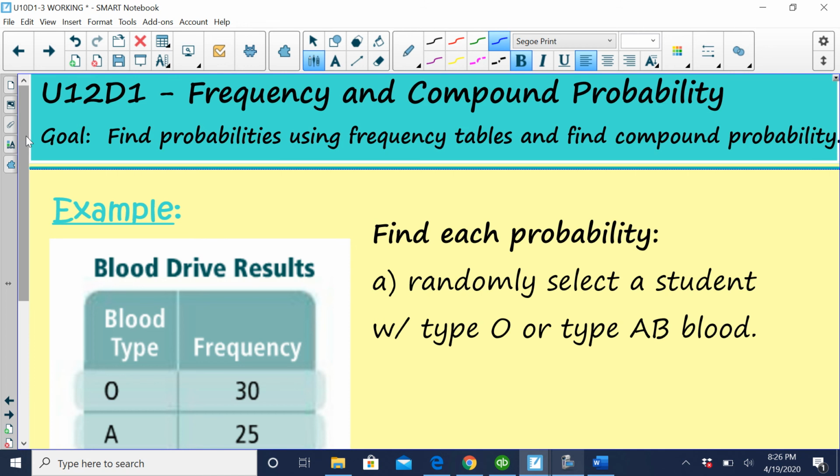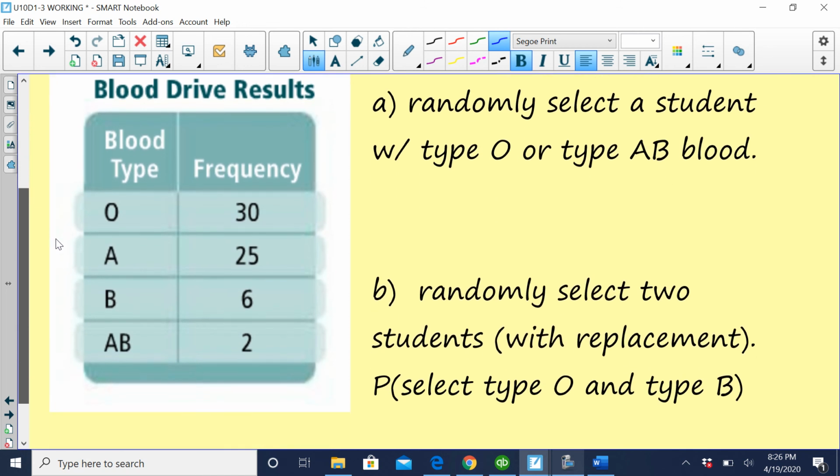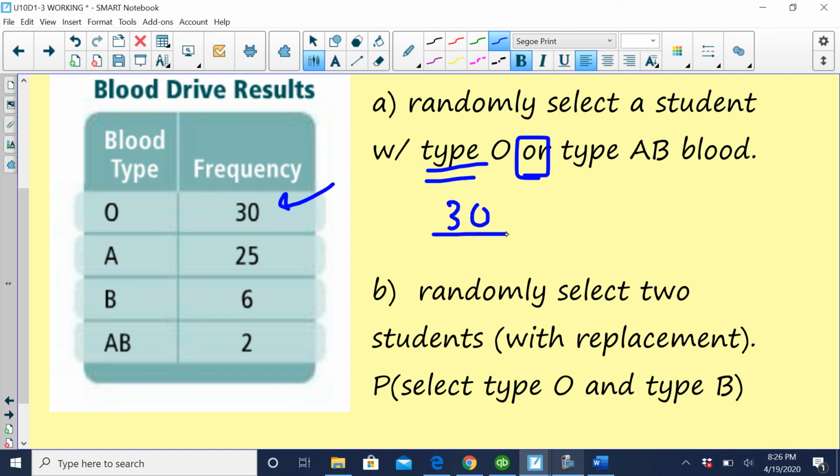Okay, so this one right here, coming back to that frequency table, it says find each probability. What's the probability that I randomly select a student with type O or type AB blood? Okay, so first I need to figure out what's the probability that I select somebody with type O blood. Well, when I look at my chart, it shows me that there's 30 students out of a possible, do you remember this chart? It was out of 63.